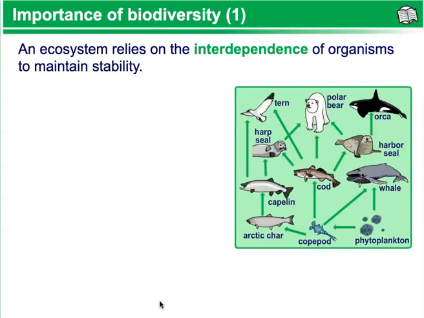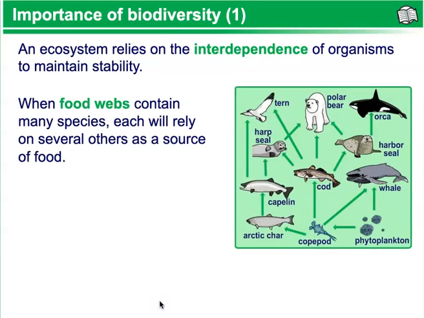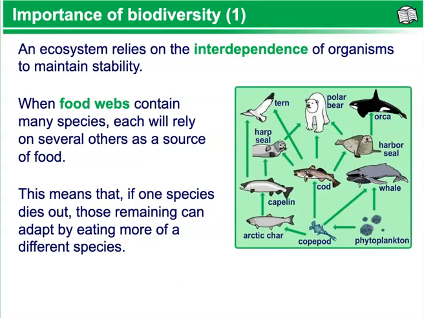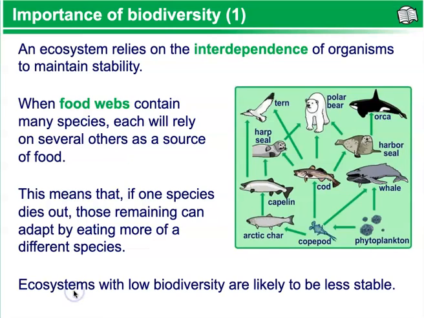The importance of biodiversity. An ecosystem relies on the interdependence of organisms to maintain stability. When food webs contain many species, each will rely on several others as a source of food. This means that if one species dies out, those remaining can adapt by eating more of a different species. Ecosystems with low biodiversity are likely to be less stable, because if one species is eliminated, others that depend upon it may also be eliminated.